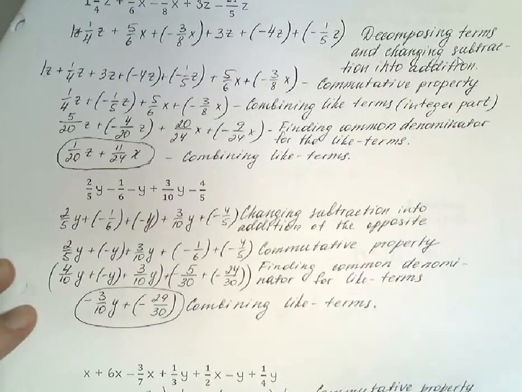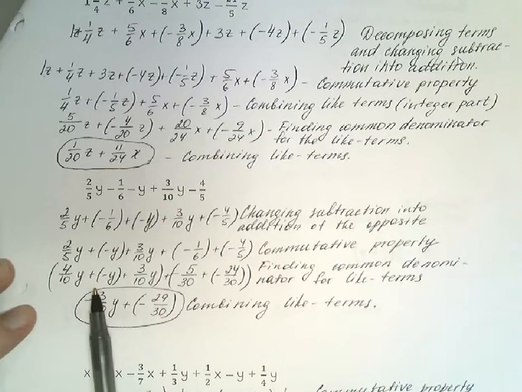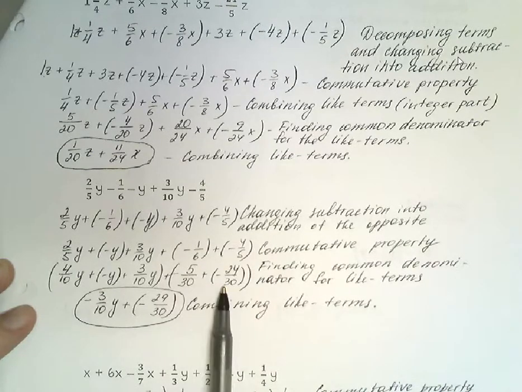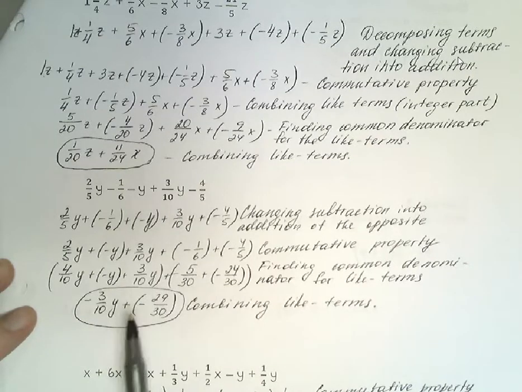Okay, and then next problem. Same thing. I changed addition into subtraction first, and then I used commutative property to separate the y's and the constants. And then I found common denominators for the like terms, so tenths for y's and 30 for the constant numbers. And then I combined like terms, and I didn't have to simplify anymore because it just happened to be in the simplest form already.